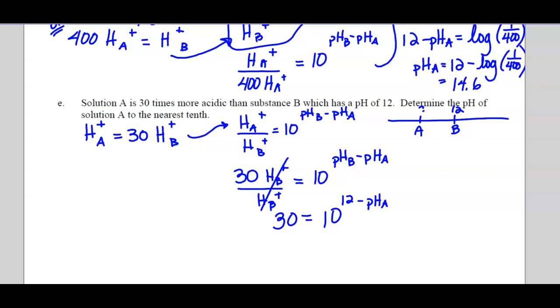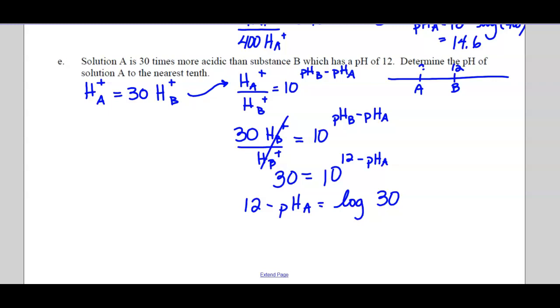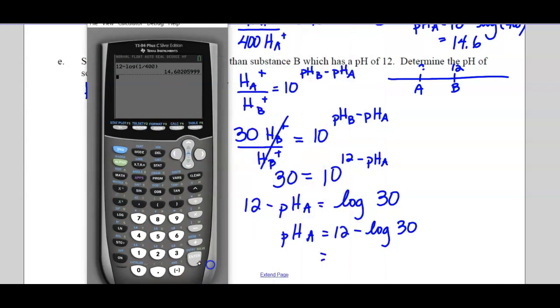Convert it to logs. This is going to be a number bigger than 1. We're subtracting it from 12, so that's going to give us a smaller value than 12. So we know we're in the right thing. pH of A is 10.5.